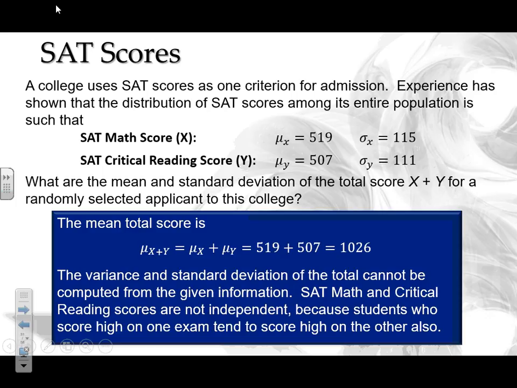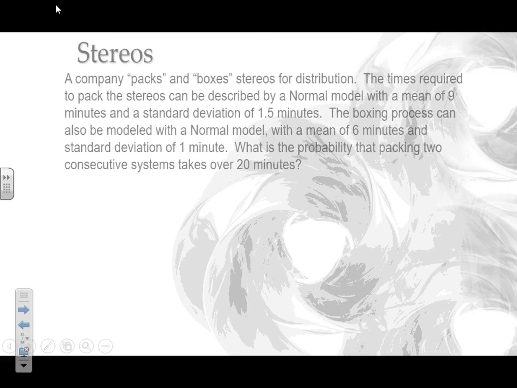Is everyone okay with that? All right, now, had these been independent, then yes, you guys have the right idea. Square both standard deviations, add them together, take the square root, okay? But always be aware of whether your variables are independent or not, because that makes a huge difference as far as what we can and cannot do.